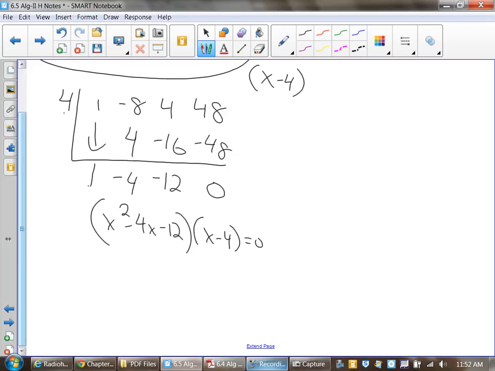What times what is negative 12 and adds together to get negative 4? Negative 6 and 2. Good. Negative 6 and 2. And the zeros of the function are 6 and negative 2, and 4.